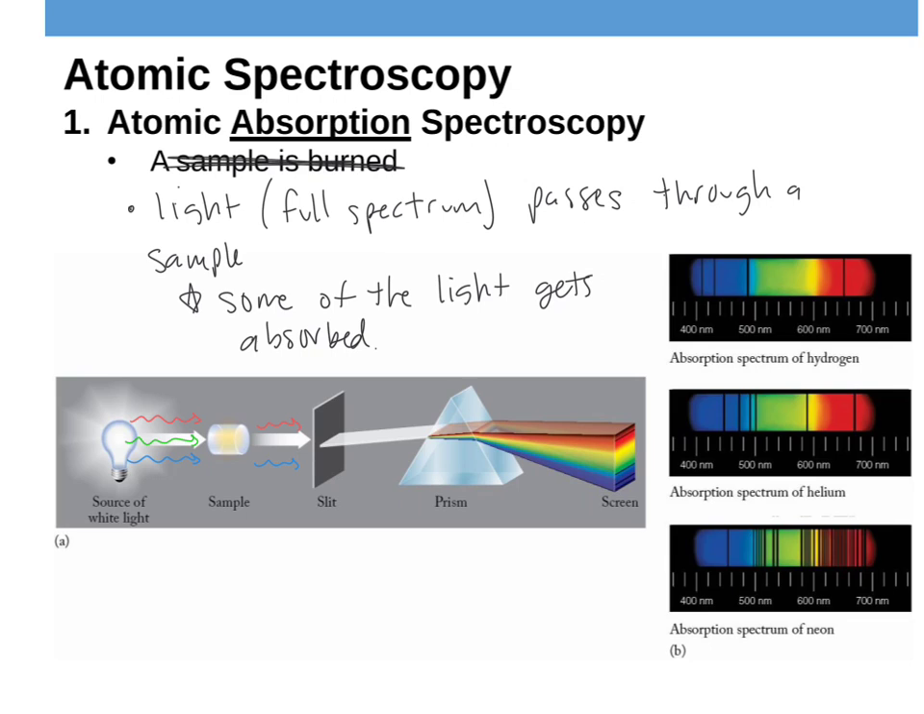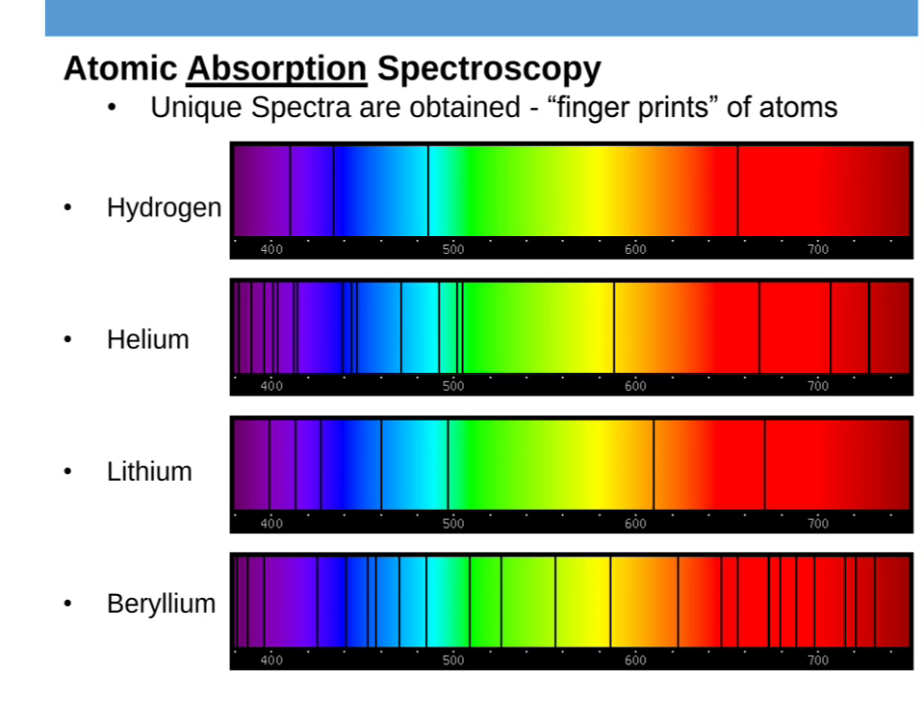And what we see is that absorption spectroscopy is the exact opposite of the emission spectra, right? I'll show you that in a second. But here are some more examples of unique spectra obtained. They're fingerprints of the atoms. This is just the opposite, right? So here's your hydrogen. It's got 1, 2, 3, 4 lines. If you shine the full spectrum through hydrogen, it absorbs here, here, here and here. Same thing for helium, lithium, beryllium.